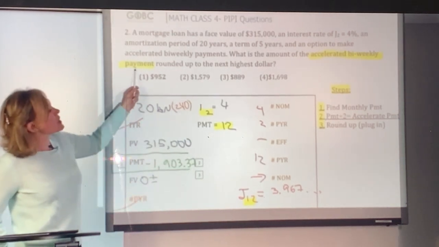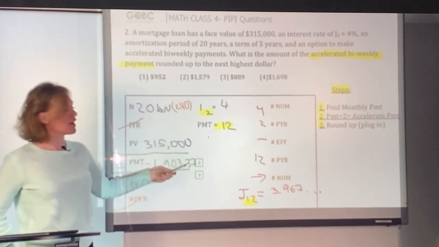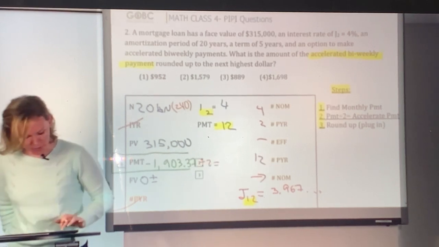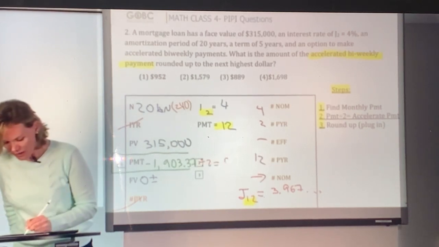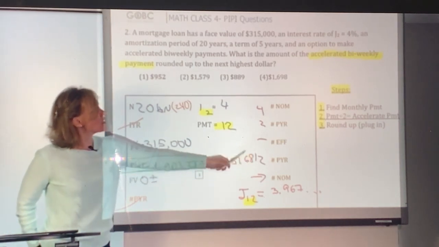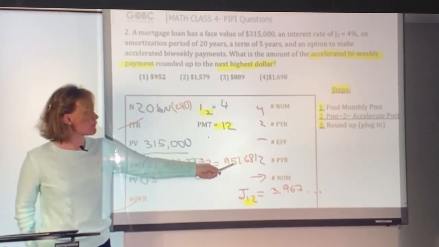But they're looking for: what is the amount of the accelerated biweekly payment? So first we have to find this payment and accelerate it. That means we have to divide it by 2, okay? I'll take that payment, divide it by 2, and it comes up to how much? Negative 951.68. That's what I got. 951.68. What do they want with that payment? They want the payments to be increased to the next higher dollar. So that will be 952.